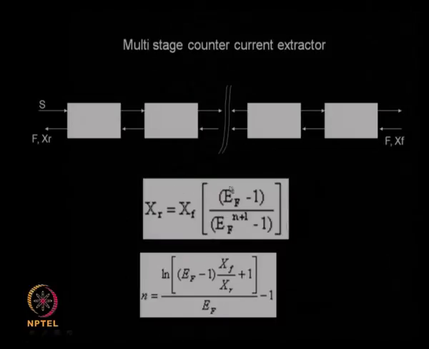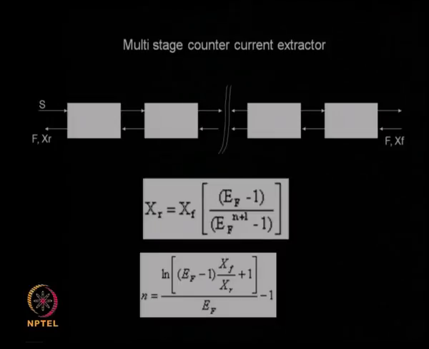So what can we do with this equation? We can use this equation to see what will be the amount extracted starting from a feed concentration of XF going down to XR if I know the number of stages N, or conversely I can calculate the number of stages if I know what efficiency of extraction I desire.